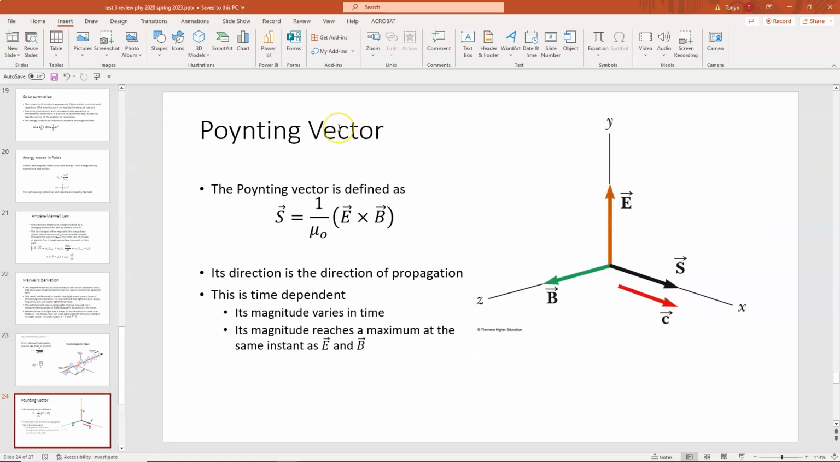To describe this mathematically, we introduced the idea of the Poynting vector. The Poynting vector S is defined as 1 over mu naught times E cross B. Here, the electric field and magnetic field oscillation directions are indicated with orange and green arrows. If you take the cross product using the right-hand rule of E cross B, then the direction of the Poynting vector S points in the direction of propagation of the electromagnetic wave. Okay?